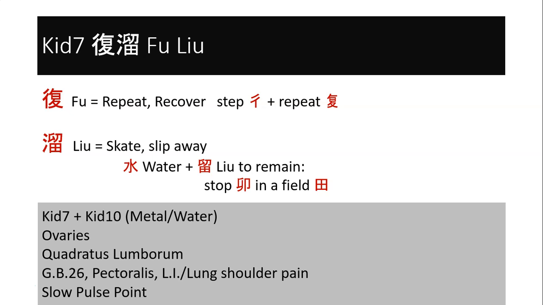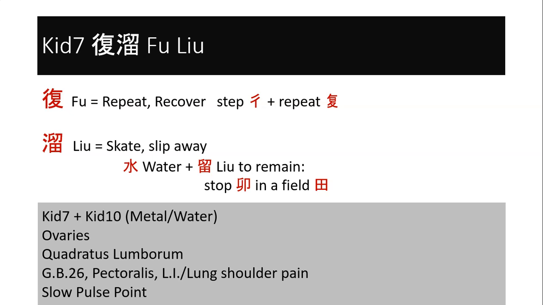Kidney 7 is also very good for when there's pressure pain on gallbladder 26 or the pectoralis, congestion in the pectoralis, which leads to the shoulders rolling in. So it's a very good point for shoulder pain on the large intestine and the lung channel. It is supposed to be a better point when the pulse is slow or regular, and kidney 3 is supposed to be somewhat better when the pulse is rapid. I don't find that this is always the case.